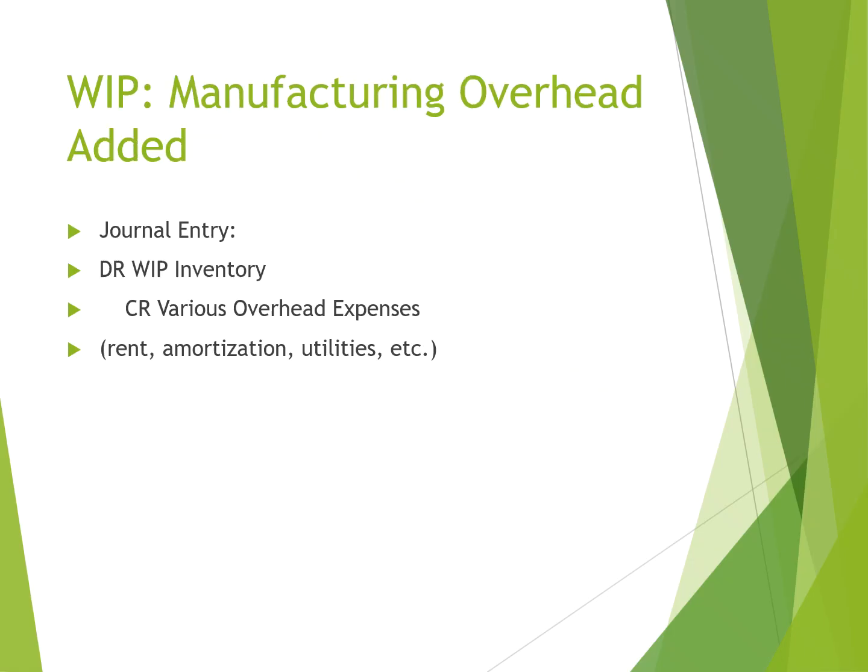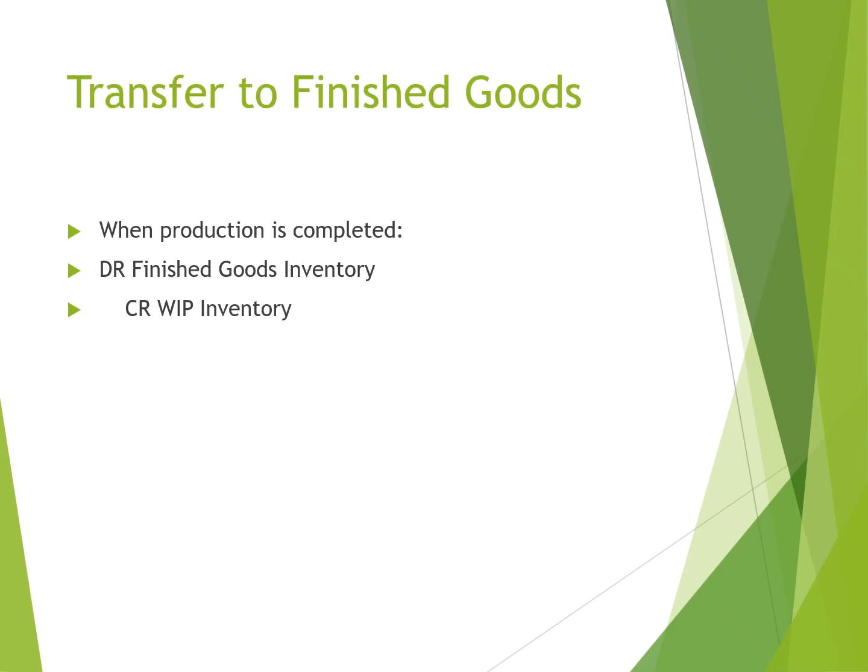And next, overhead, like rent, utilities, and depreciation, also gets added to work in process. We created these expense accounts and shipped the cost into inventory. When production is complete, everything in work in process moves to finished goods inventory. Now the product is ready to be sold.